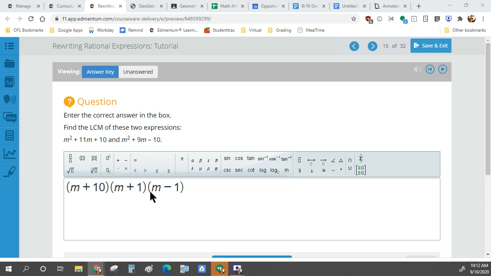But the main idea here was to do a box method and to do one of each. So there was a duplicate. I forget what the duplicate was. I want to say the duplicate was m minus 1, but we only include that once on an LCM, lowest common multiple.